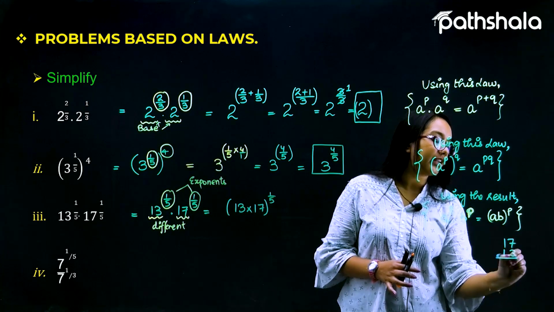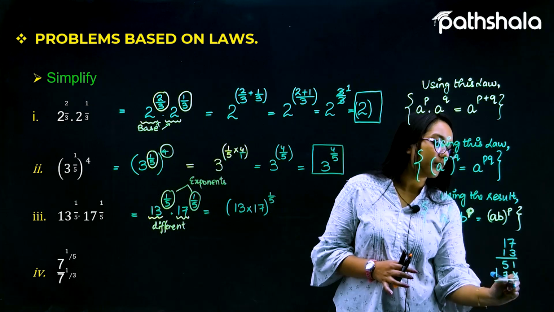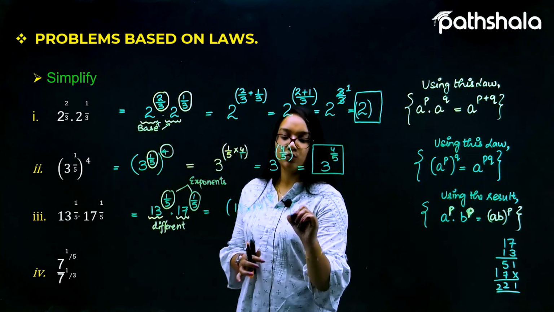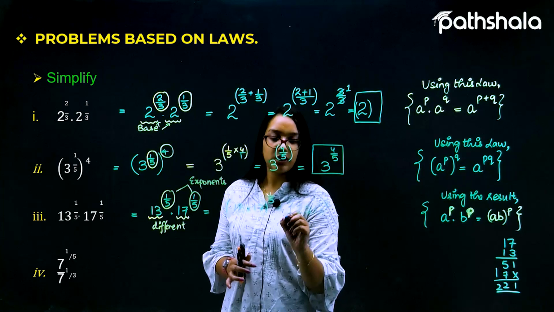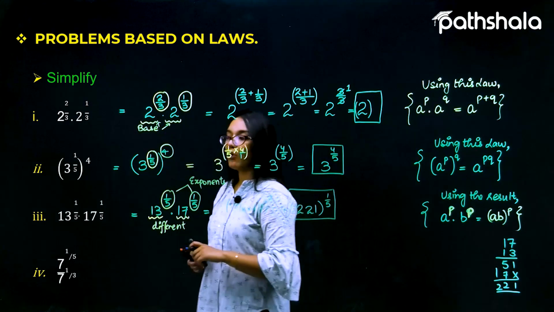13 and 17, it will be like 51 into 7 and 1. So it is nothing but 1, 2, 2. So it is nothing but 221. So the answer is nothing but 221 whole raised to the power 1 by 5. So this is our answer, the simplification for this particular part.